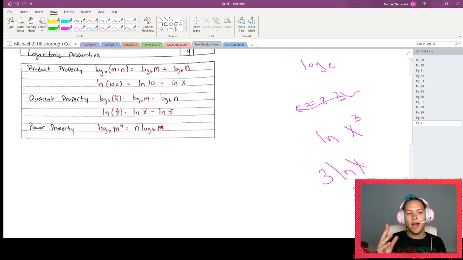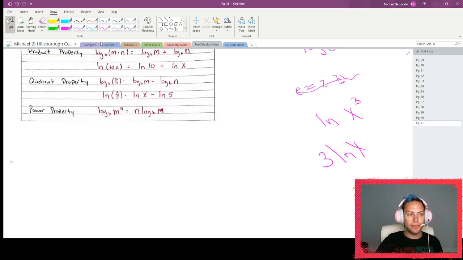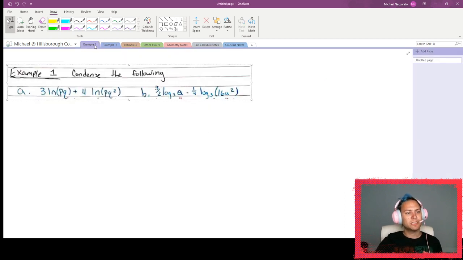Same thing. The reason logs are super important is they help you to solve exponents. If you have an exponent and you need to solve for x, and x is especially in the exponent, you're going to use logarithms to do that. And that's really the main purpose of them. So let's first look at some expanding problems. I've got some condensing, some expanding, and then some solving problems. It's kind of all crammed into one quick lesson.